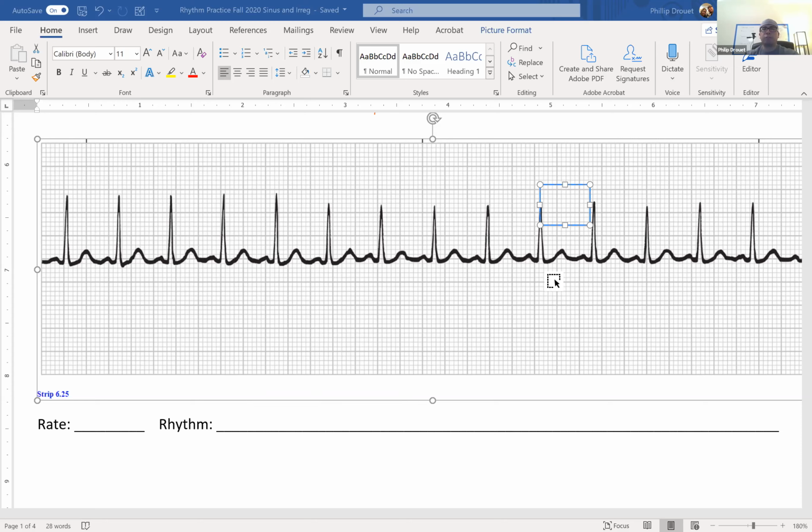All of those P waves look the same. All of those QRS look the same. All the T waves look the same. The intervals look good. No elongated PR interval. No wide QRS. No dropped beats here.